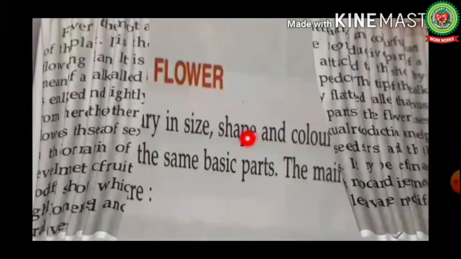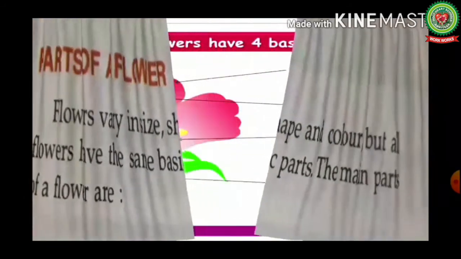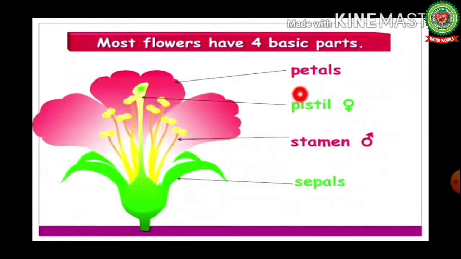Here we are going to start with the discussion of parts of a flower. Flowers vary in size, shape and color, but all flowers have the same basic parts. The main parts of a flower are: the outermost wall of a flower is sepal, the second wall inner to sepal is petal, the third wall of a flower is stamen, that is the male reproductive part of a flower, and the fourth wall of a flower is pistil, that is the female reproductive part of a flower.